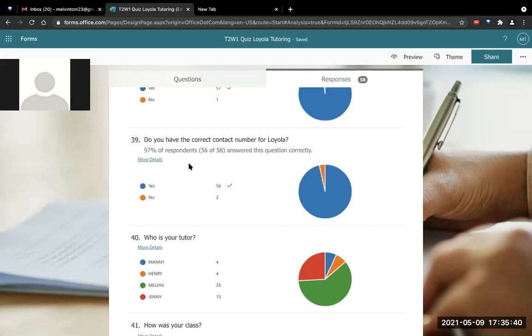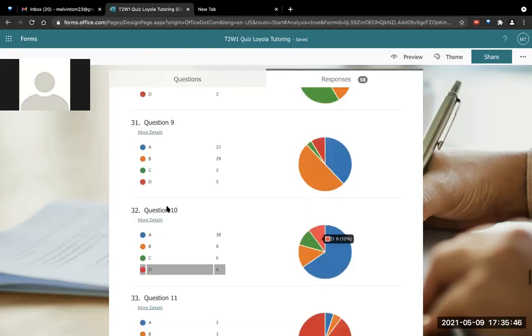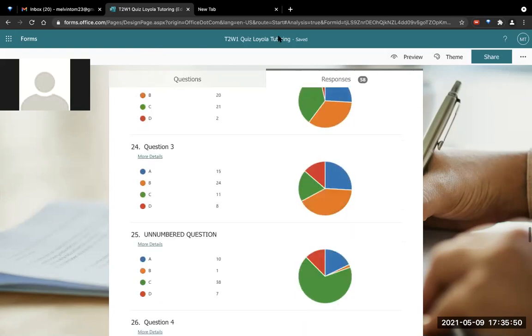Mr. Tom, my brother's teacher said question 8 was A instead of D. Which question? Question 8 for general ability. General ability. Let me take a look. Question number 8. Let me open it up.